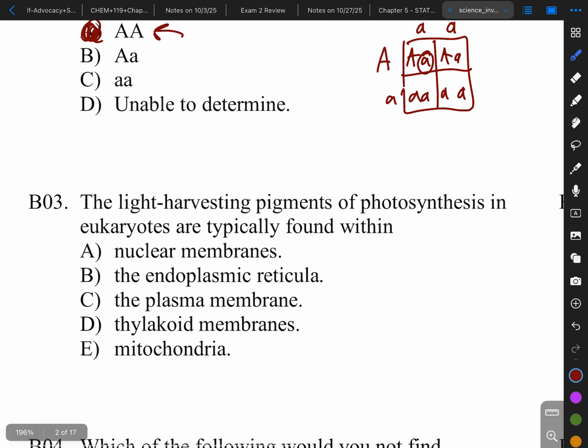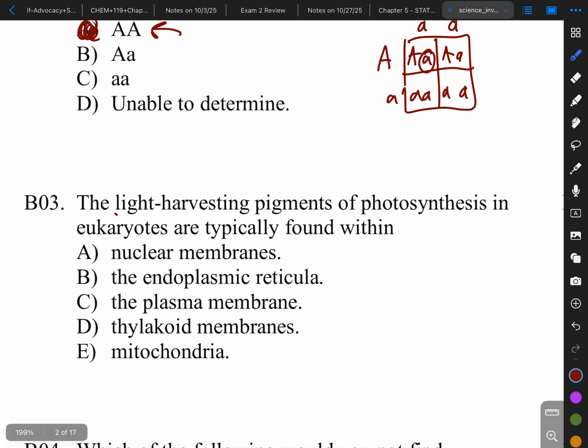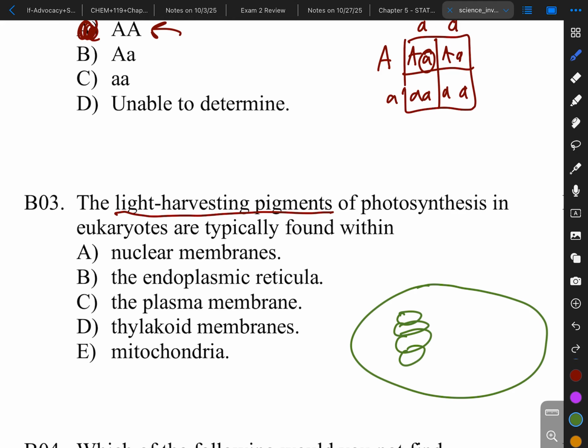For number 3, we're trying to find out where the light harvesting pigments of photosynthesis are found. So we know if the pigments are light harvesting, that means the processes they're used in involve light. So in a chloroplast, let's make it green, we have 2 main parts. Outside the membrane, you have the pancake-like thylakoids, and you have the liquid called the stroma. So, just the liquid outside the thylakoids.